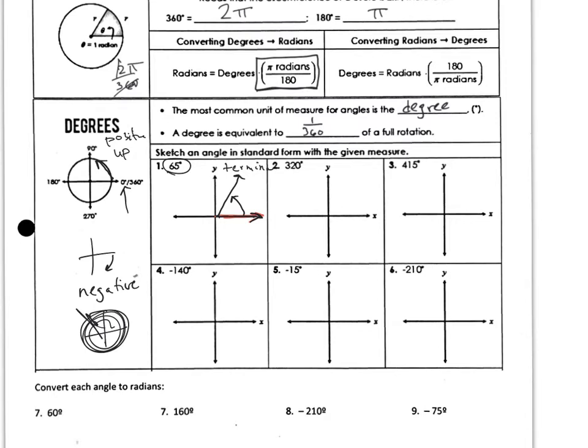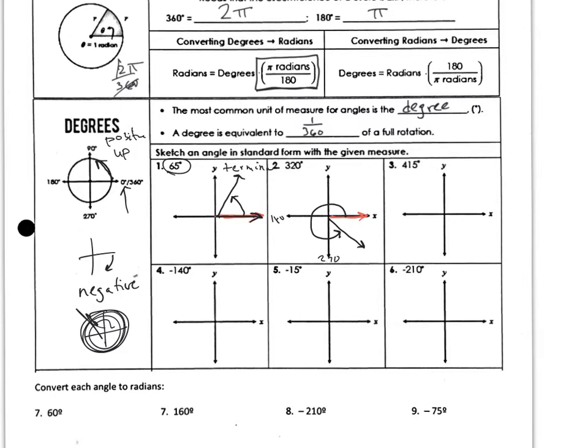So for 320 degrees, obviously here's 180, here's 270. So 320 is not quite all the way around. So we start from here. You don't have to draw that. I'm just showing you because it's hard to see, because it's black on black. So we're going to spin around, and we're just going to land somewhere in that 4th quadrant.